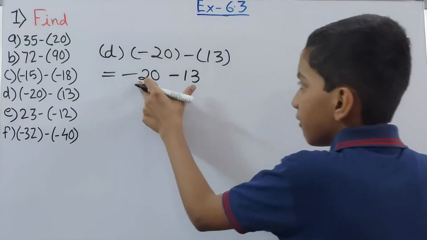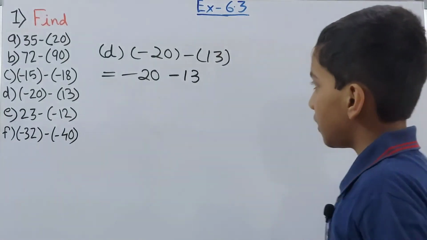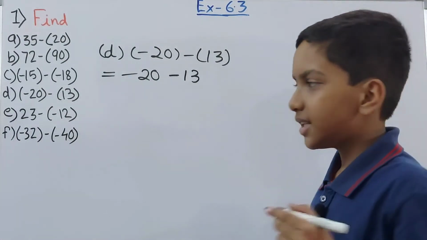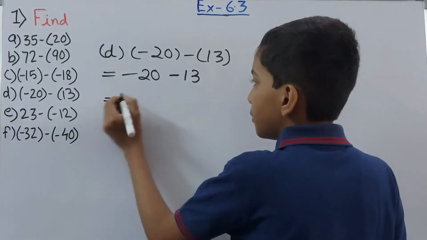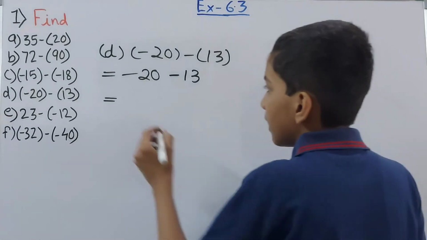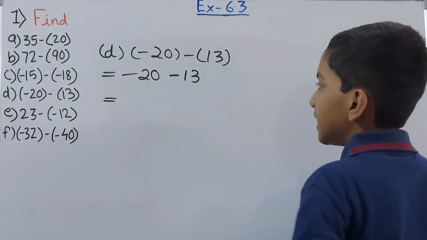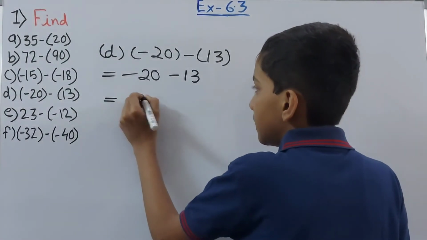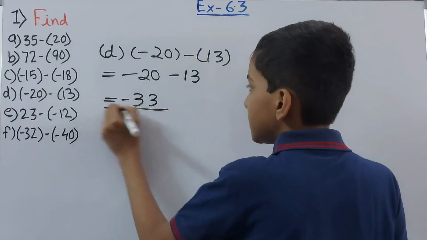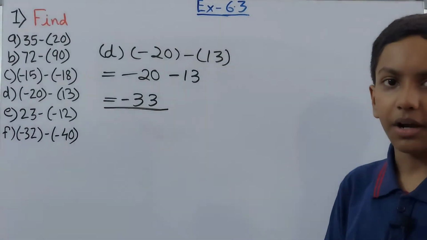Alright, so now we have minus 20 and minus 13. Now we have to use the addition rule to solve them. So they have the same sign. So we will add them. And after adding, we will put a minus sign because both of them have minus sign. So 20 plus 13 is 33. That means we will put 33 here and a minus sign. So this becomes minus 33, which is our answer of the D part.